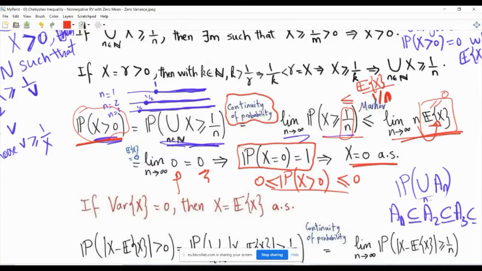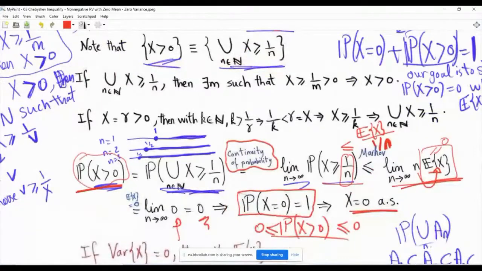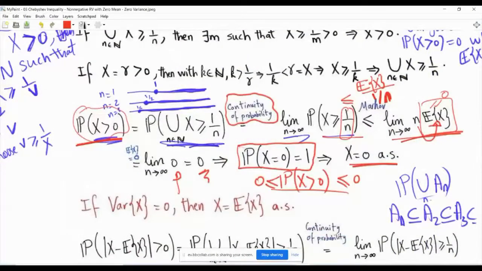Again, the trick was to show that the probability that x is strictly greater than 0 is 0, and we showed it using Markov, but Markov will fail for a direct application. So the trick was basically to replace this event by this union, then to use the continuity of probability, and then to apply Markov to this guy here. Now, 1 over n is a positive number.